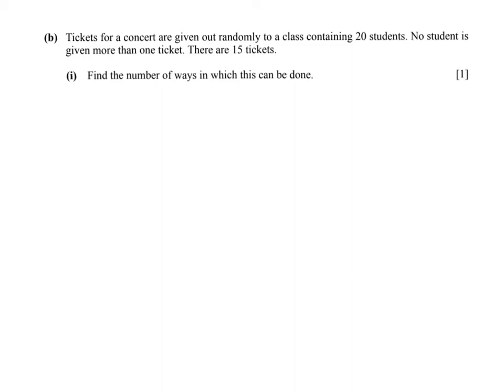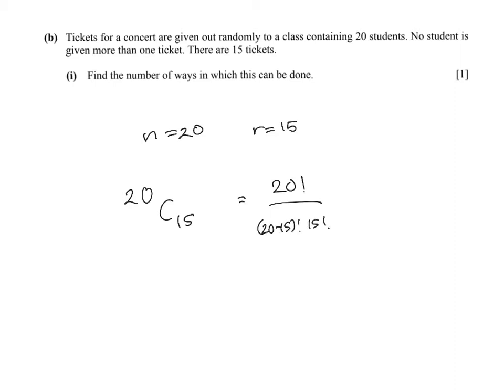We know it's a combination question as it is asking us to find the number of ways of selecting 15 students out of 20 students in order to give them the tickets. So here, our N would be 20 as there is a total of 20 students, and our R would be 15 as only one student can get one ticket, hence only 15 students will be able to get tickets. So using combinations, you get 20 choose 15, or in other words, 20 factorial over 20 minus 15 factorial, which is 5 factorial, times 15 factorial, giving us 15,504 ways that this can be done.